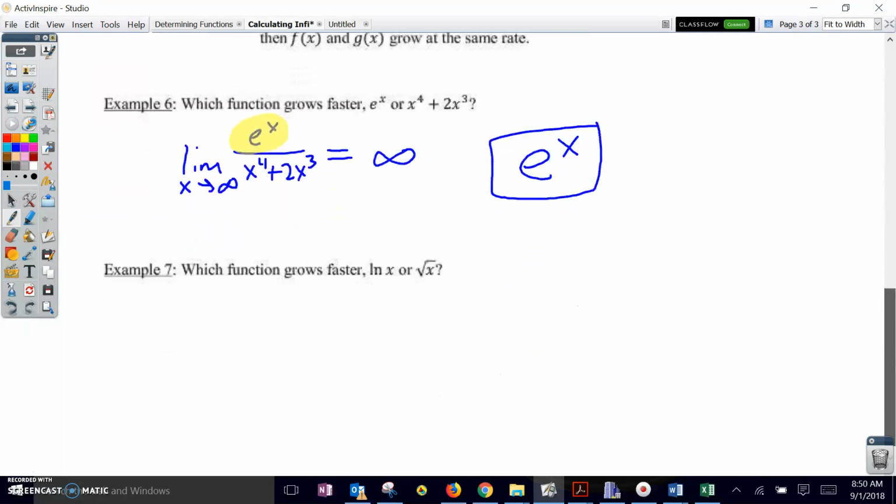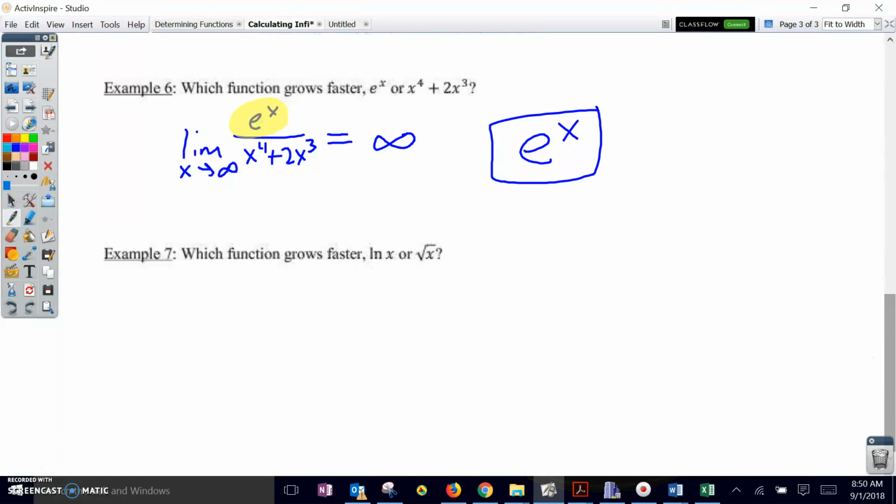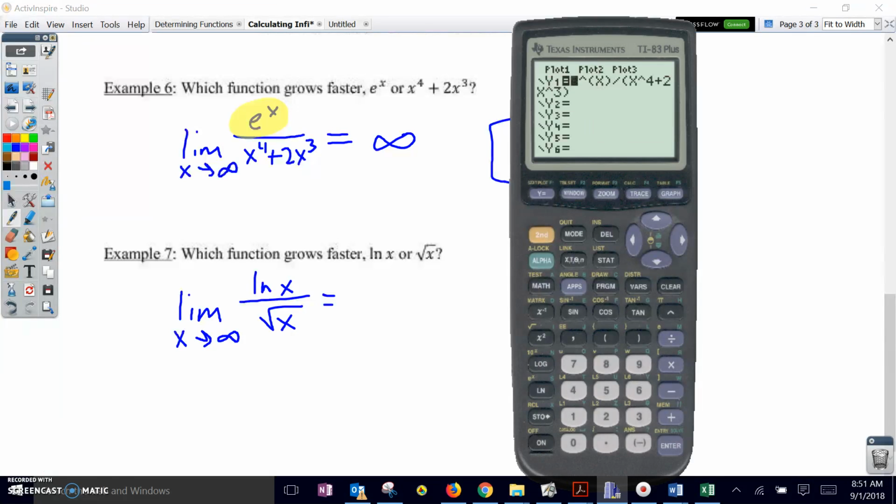All right, let's look at the last one. Which function grows faster, natural log of x or square root of x? So we'll find the limit of the ratio of these two as x goes to infinity. And so I go back to my calculator, change my function in here: natural log of x over square root of x. And I'll go back to my table, which is still in ask mode.